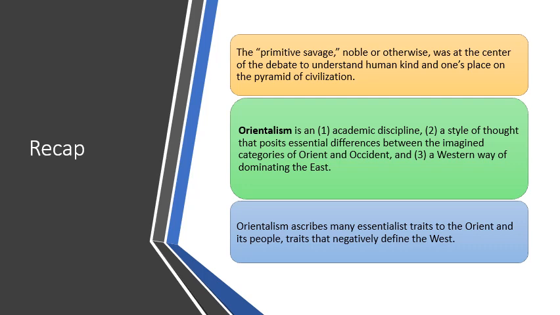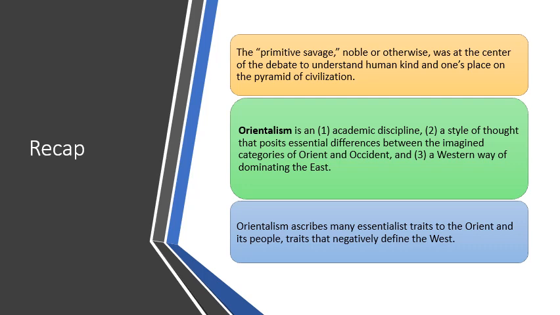There are three definitions of Orientalism. One is as an academic discipline. There are Orientalists who studied the quote unquote Orient. Orientalism is also a style of thought that posits essential differences between the imagined categories of the Orient and the Occident. So there are essential immutable differences that are imagined, but hold sway over people's thoughts. And the third Orientalism is a Western way of dominating the East by restructuring it, in terms of drawing borders, by ruling, by colonizing, etc.